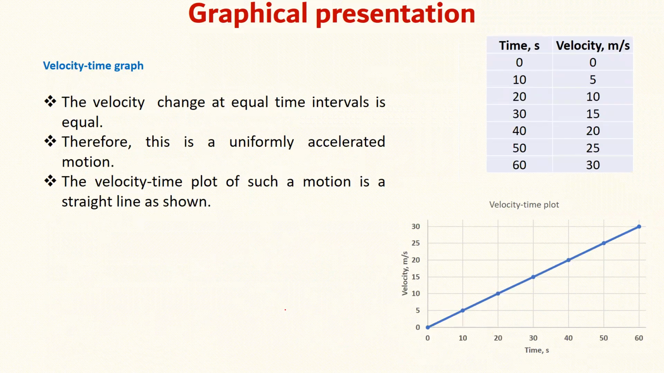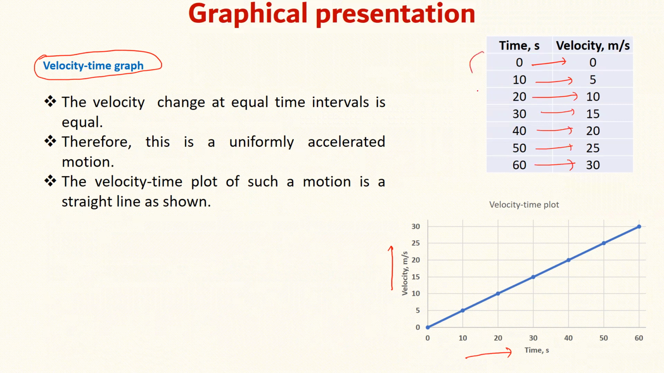Again, a velocity time graph can be there similarly. We have just discussed the distance time graph. So what is done in a velocity time graph? Velocity is plotted along the y-axis, and time is plotted along the x-axis. Here some values are given: 0, 0, 10, 5. That means after 10 seconds, the object has a velocity of 5 meters per second. This way, for each time value, we have got velocity values.